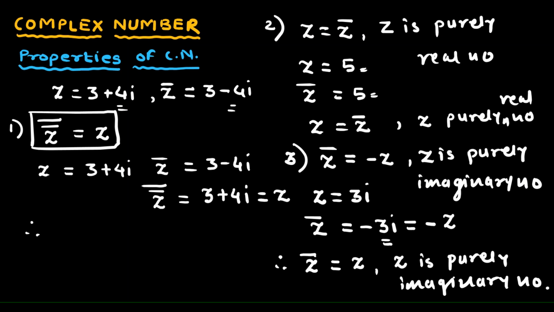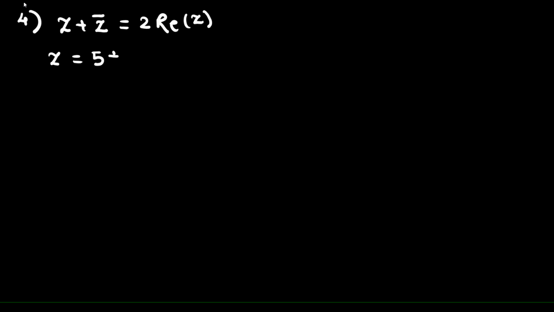Now next, the fourth property. The fourth property of complex numbers is that z plus z conjugate equals twice the real part of z. For that, I consider z equals 5 plus 4i, a complex number. Then we know that the z conjugate will be 5 minus 4i.